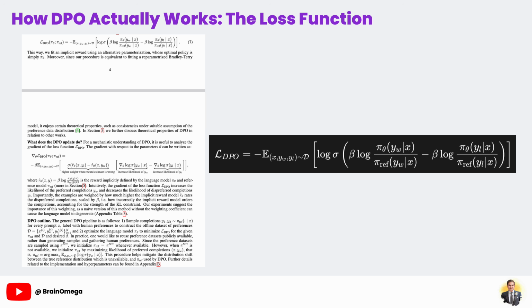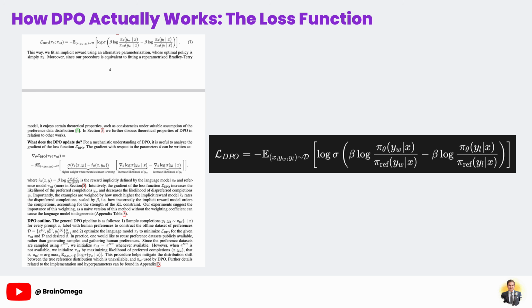Let's break it down. The core idea. At its heart, it looks at the log probabilities your model, pi theta, assigns to the winning and losing responses. The goal is to make the winner's probability go up and the loser's go down.